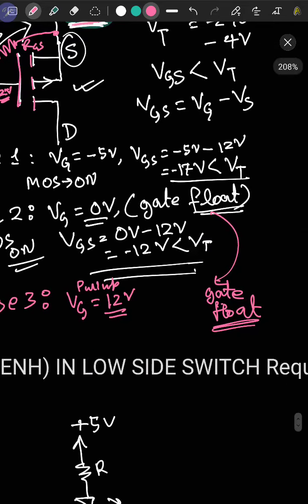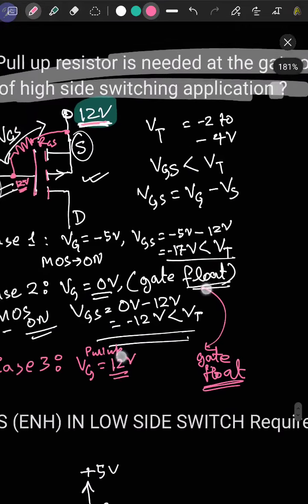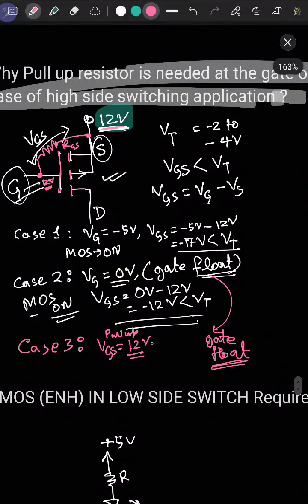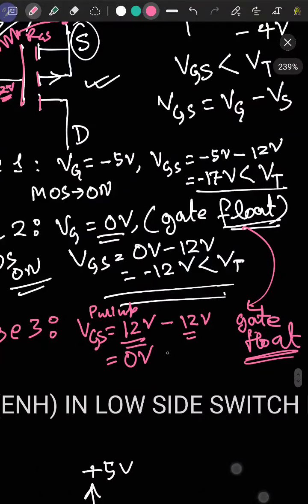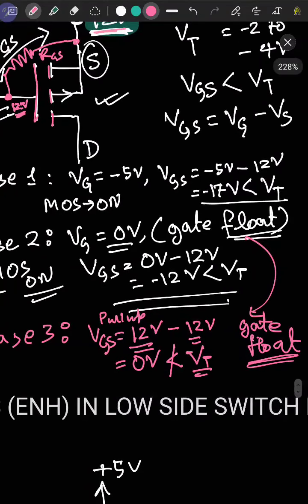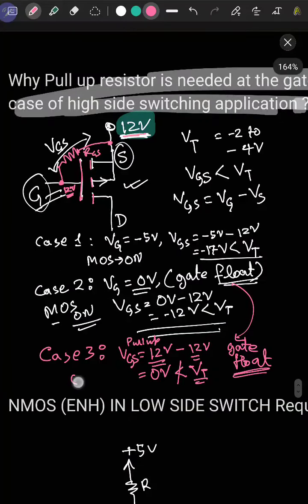So your VGS will be 12 volt minus 12 volt, equal to 0 volt, which is not less than VT. So now your threshold voltage condition will not be followed, thus your MOS will be off. So you can prevent accidental turn on of the MOS.